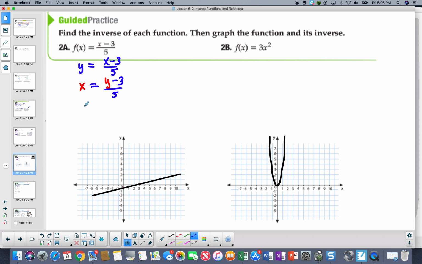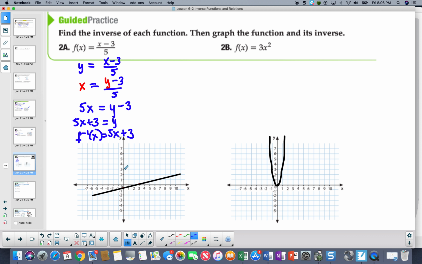I'm going to do that by multiplying both sides by 5. And then I'm going to move the 3 to the other side. And so now I know y I'm going to call f inverse, and that's going to be 5x plus 3. Now I already graphed the original, now I want to graph this one.